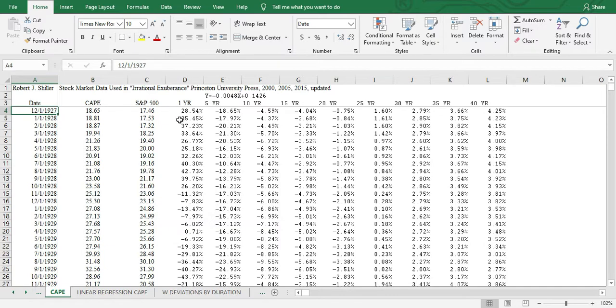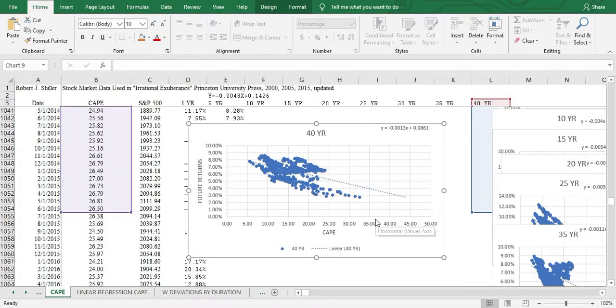From this data, we're going to calculate forward returns at 1 year, 5 year, 10 year, all the way through 40 year intervals. We're going to use the CAPE ratio as an indicator of what forward returns will be from the S&P 500 excluding dividends. From this data, we can look at the CAPE ratio and the future returns expected from those CAPE ratios historically.